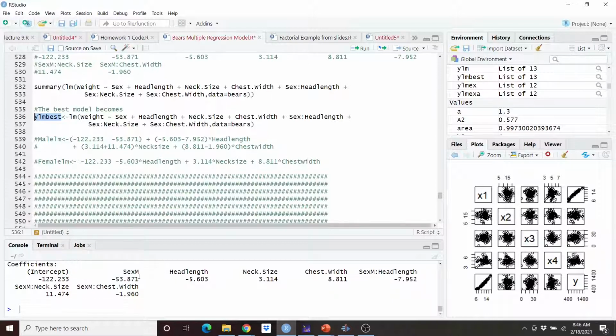However, if we're a female, now our sex goes to 0, and so sex by head length, sex by neck size, sex by chest width also go to 0. And so for a female, our model is negative 122.233 minus 5.603 times head length, plus 3.114 times neck size, plus 8.811 times chest width.